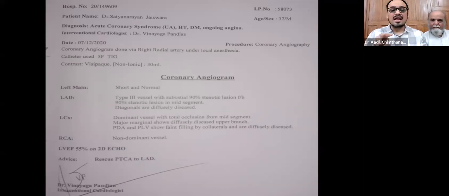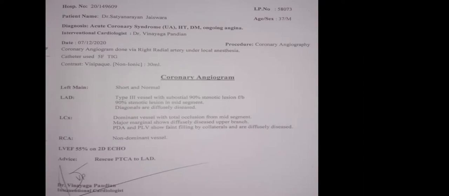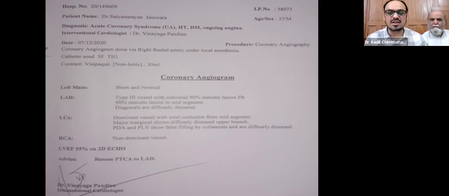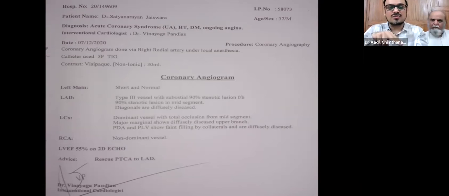Second, the left circumflex, which is another artery coming from the bifurcation of the left main artery, the dominant vessel, with total occlusion from the mid segment, nearly 100%, total means 100%. The major marginal shows diffuse disease. Now, the left circumflex also had a branch, which is called a marginal artery. That also was a diffusely diseased artery. Now, this is a classical case of a diabetic patient or an uncontrolled diabetic patient going in for a heart attack, and this angiogram shows classical diabetic heart disease. So diabetes is not only hyperglycemia or hypoglycemia.